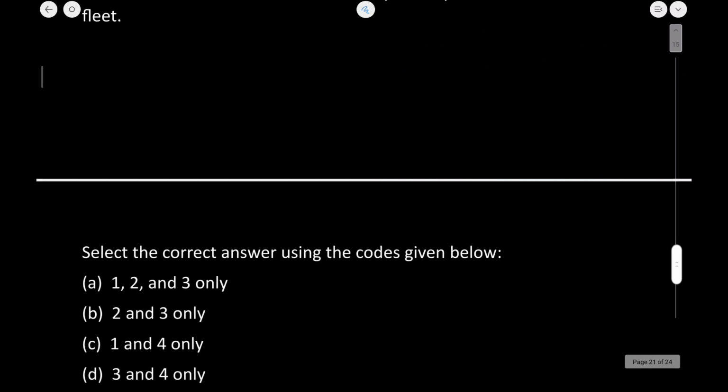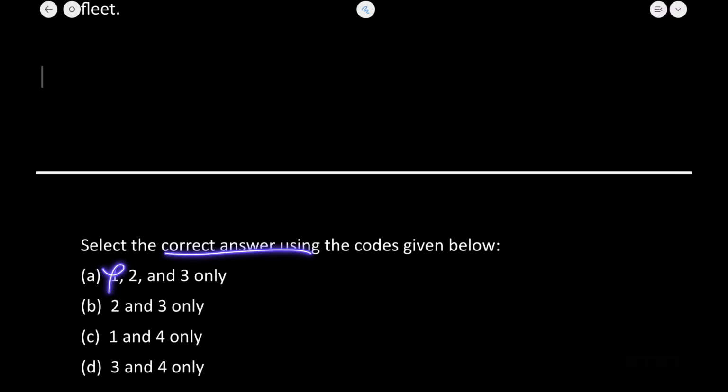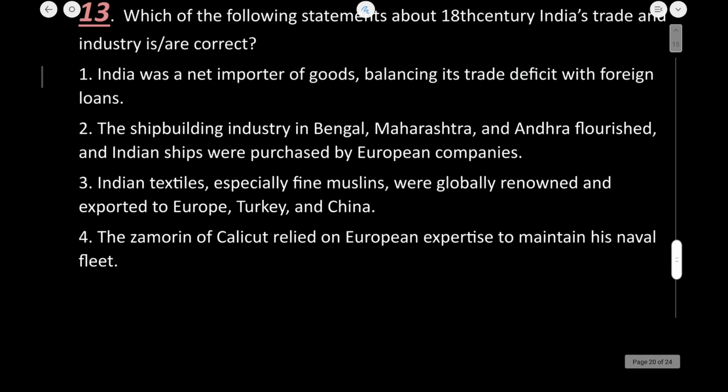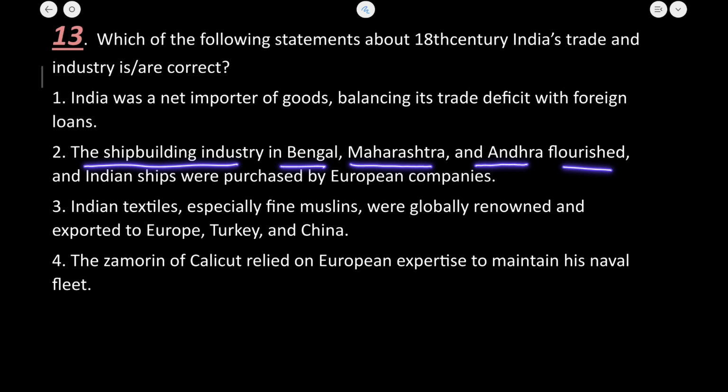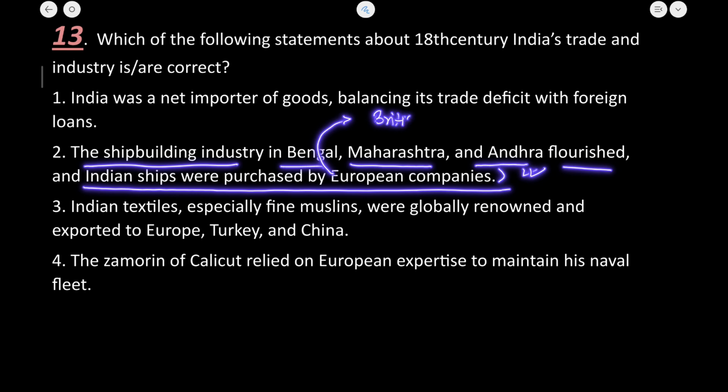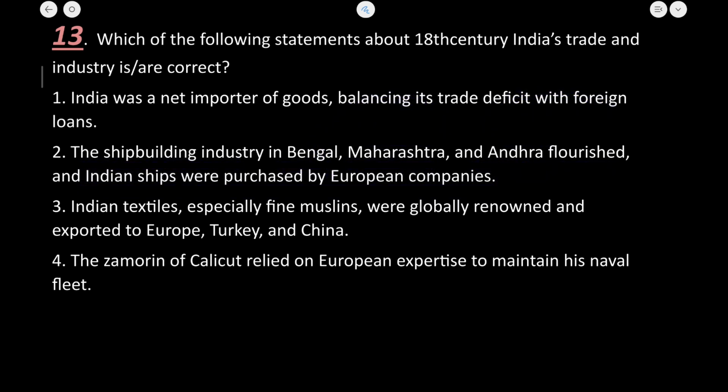हमें बताना क्या है? We have to see the correct statement. तो 1 तो डायरेक्टली एलिमिनेट हो गया. 2, 3 and 3, 4 ऑप्शन है. Let us see. The shipbuilding industry in Bengal, Maharashtra, Andhra flourished and Indian ships were purchased by the European companies. Yes, absolutely correct. The shipbuilding industry was at a boom and it declined. अगर डिक्लाइन भी हुई थी तो वो ब्रिटिश डोमिनेंस के टाइम पे हुई थी, not when these European companies, when the French, when the Portuguese, when the Dutch, when the Danes came. The industry flourished at that time.